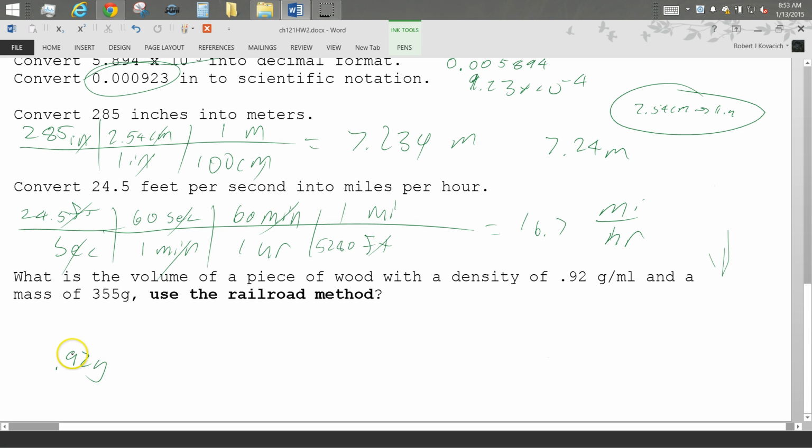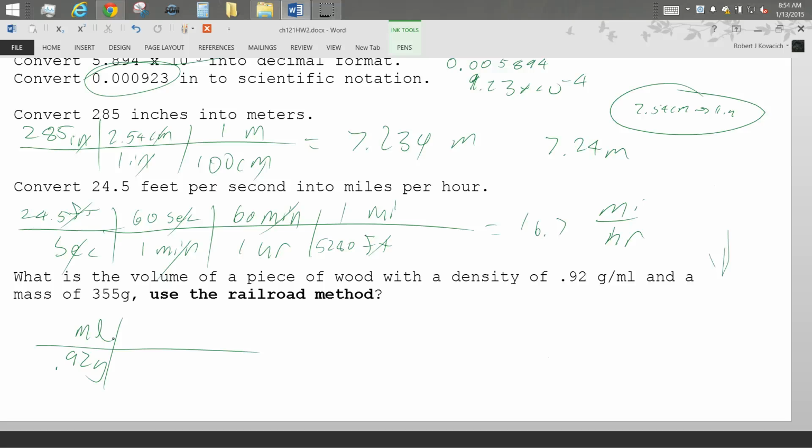So the way to do that is 0.92 grams and milliliters in the numerator. Is that okay? Asking if that's okay is like saying 1 meter is 100 centimeters. 100 centimeters is 1 meter. Those are both okay, right? They're the exact same thing, so we don't really care.